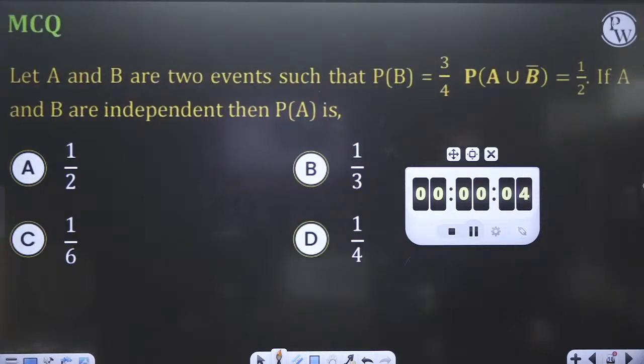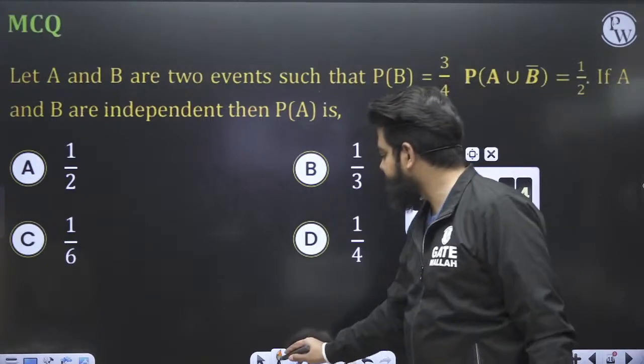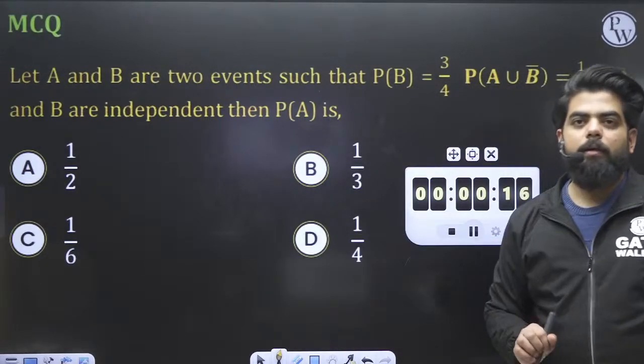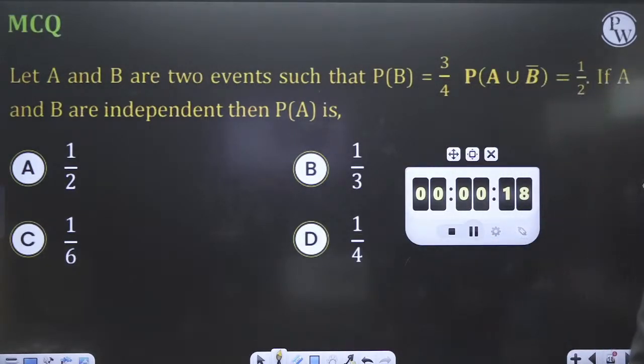Let A and B be two events such that PB is mentioned as 3/4, P of A union B bar is mentioned as 1/2, A and B are independent, then PA is? Batao. A and B are two events and both of them are independent also. P of A union B bar is mentioned as 1/2 and they are asking you to calculate the value of PA.